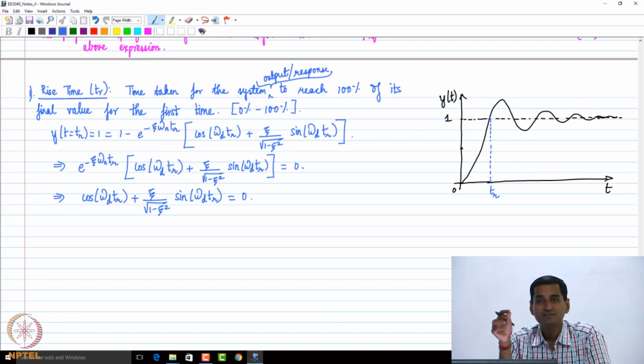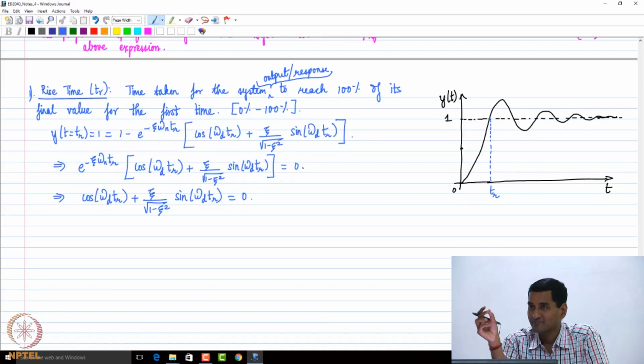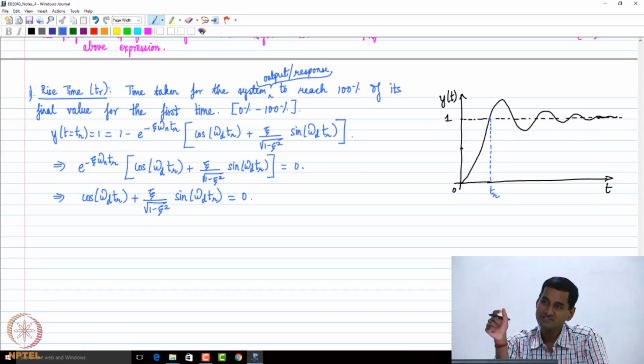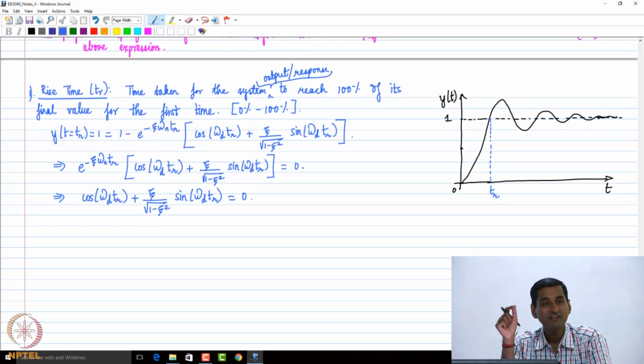Very good. So the rise time is finite, right? So the exponential term, as you said, the e power term, cannot be 0. The reason is because tr is finite. E power minus zeta omega n t will go to 0 as t tends to infinity. But here we are calculating for a finite rise time, tr. So given a finite value of time, e power minus zeta omega n tr cannot be 0.